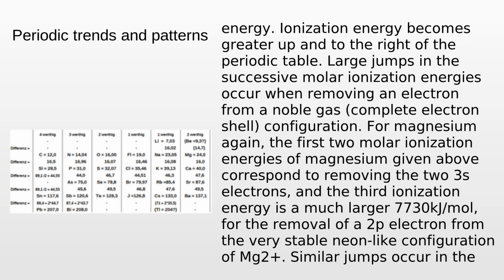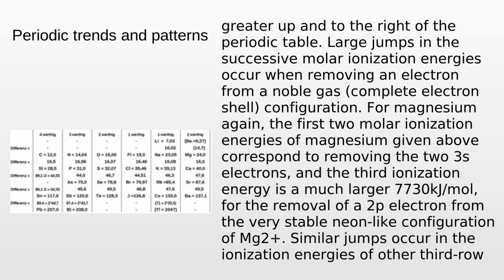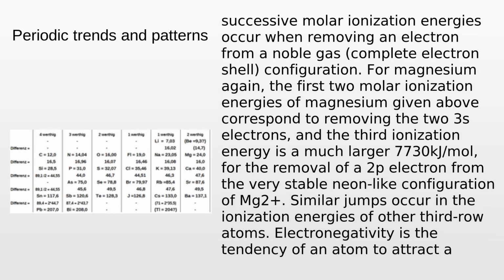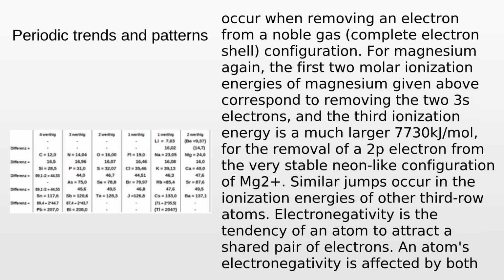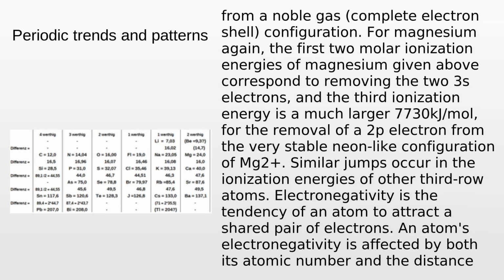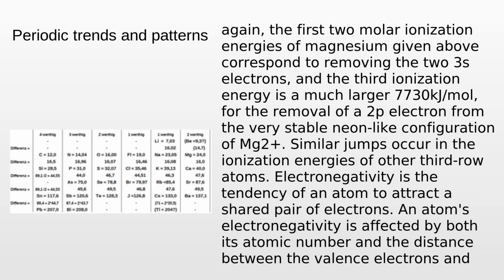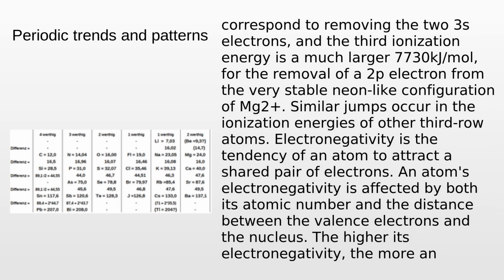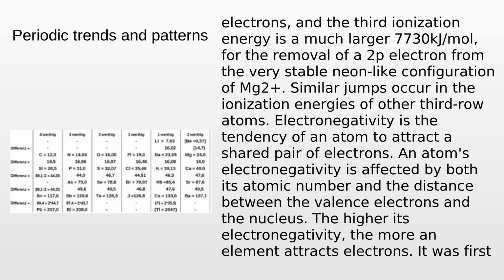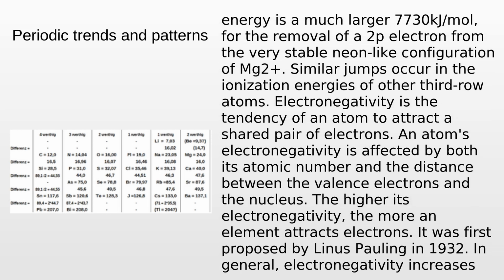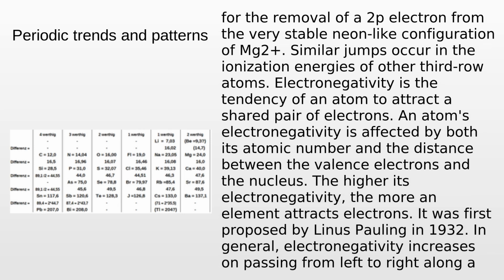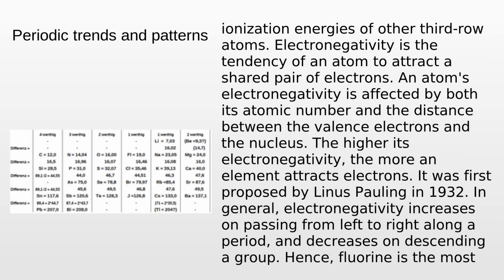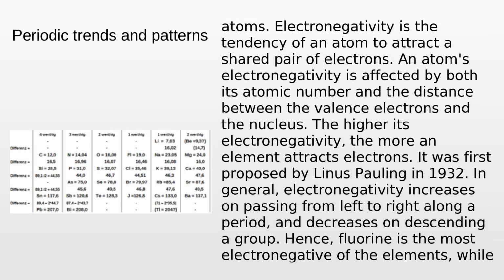Ionization energy becomes greater up and to the right of the periodic table. Large jumps in the successive molar ionization energies occur when removing an electron from a noble gas, complete electron shell configuration. For magnesium again, the first two molar ionization energies of magnesium given above correspond to removing the two 3s electrons, and the third ionization energy is a much larger 7730 kJ per mole, for the removal of a 2p electron from the very stable neon-like configuration of Mg2+. Similar jumps occur in the ionization energies of other third-row atoms.